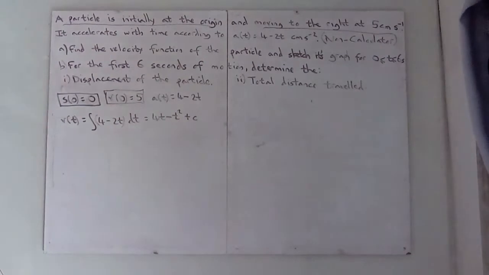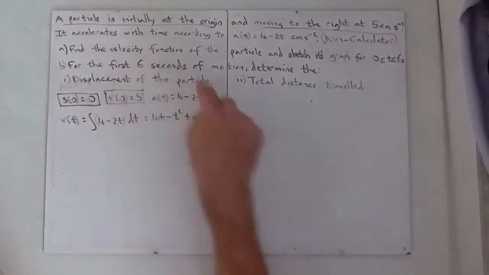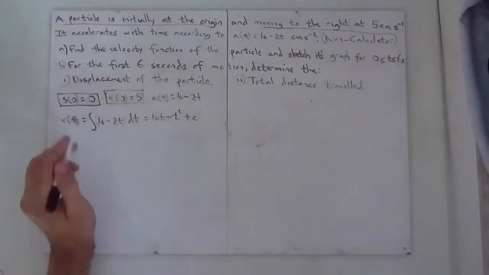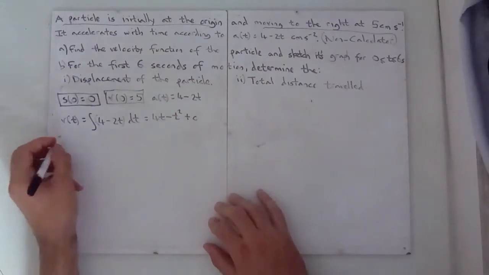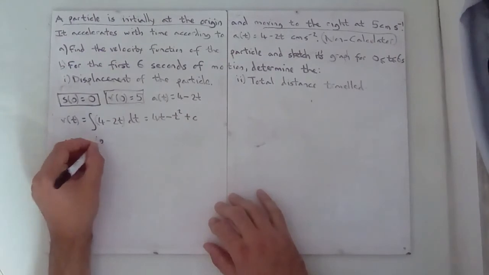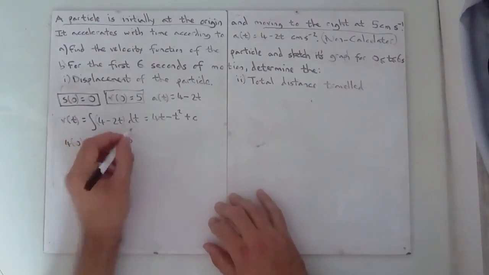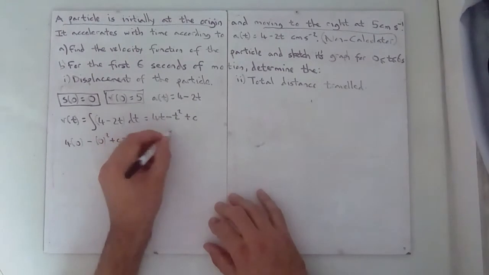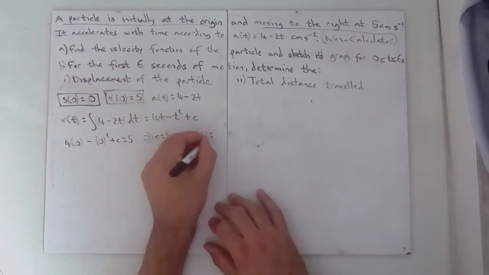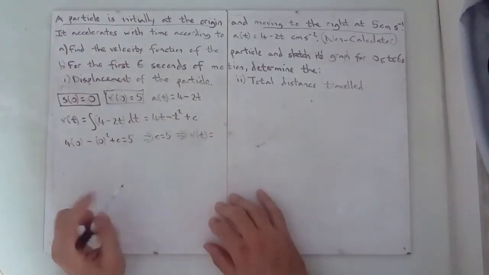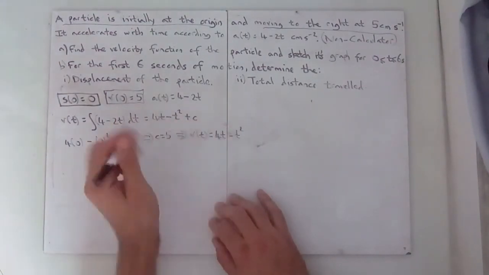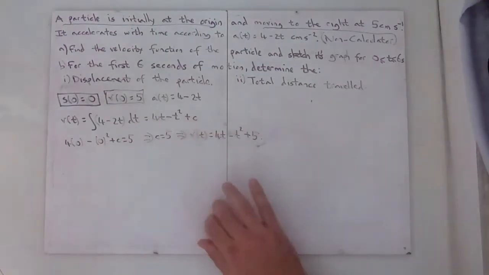So now we can actually find this constant of integration because we have this boundary condition. We know that when t equals 0, v(t) equals 5. So we know that 4 times 0 minus 0 squared plus c equals 5, which just means that c equals 5, which must mean that v(t) equals 4t - t squared + 5, just like that.